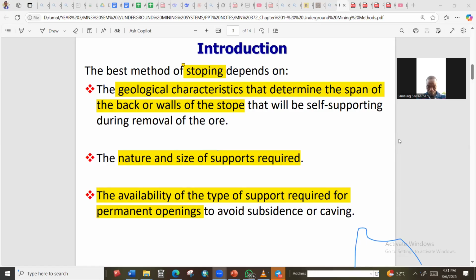Now, if you look at what I just said, you saw some terminologies here. You saw back and then walls. The moment you hear back, or the walls, it's just that if you are in underground mining, you raise up your head and you see rocks around. So if you are selecting the stope method, you have to make sure of the geological characteristics that determine the span of the back or the walls of the stope that will be self-supporting during ore removal. When you're removing ore, the stope is supposed to be able to stand without failing.